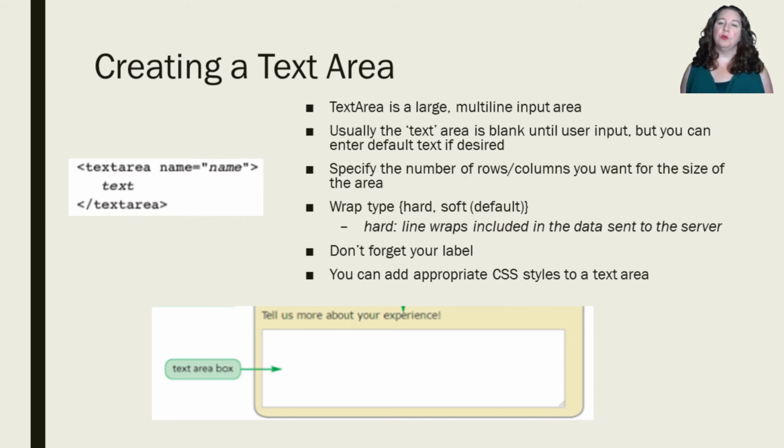You can set the number of rows and columns you want it to be in size. So if you want it to be 5 rows down, maybe 150 pixels for the column, something like that, you can add those specifically to the text area. We also have a wrap type. The default is soft, which means that any hard returns, line wraps, are not included. We can set those to hard, which will send them to the server. We'll talk more about that when we do the JavaScript on how to handle those hard returns. But for right now, you simply know that you can write them as either a hard or a soft wrap type for a text area.